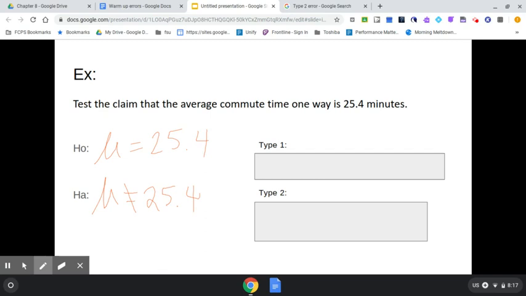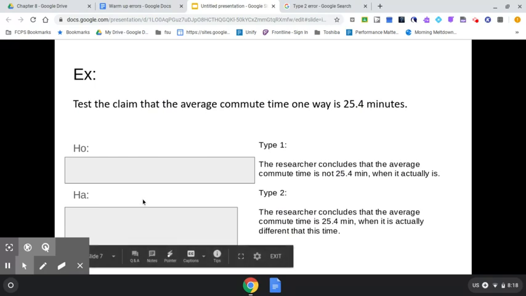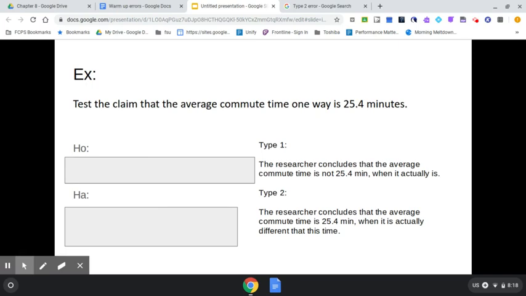So this would be a two-tailed test. Okay, if we think about what the type 1 error means, we reject the null when the null is true. So that type 1 error is going to say the researcher concludes that the average commute time is not 25.4 minutes when it actually is. And then the type 2 error is we do not reject the null hypothesis when it's false. In this case, the researcher concludes that the average commute time is 25.4 minutes when it's actually different.